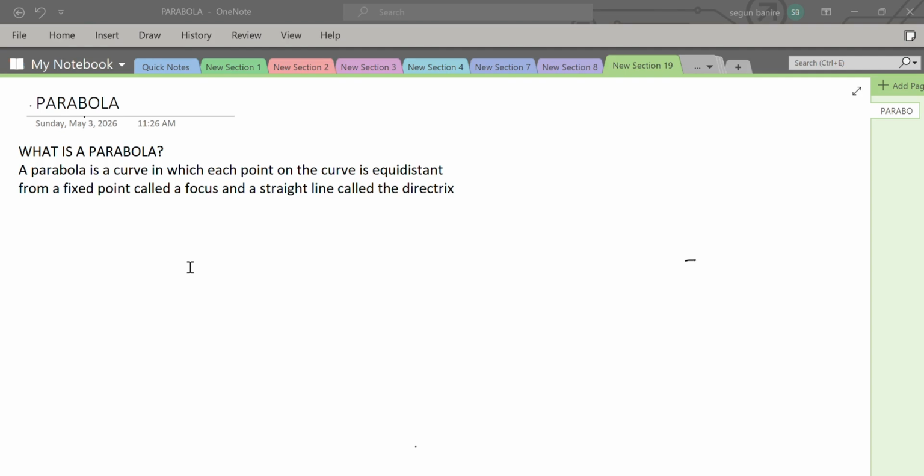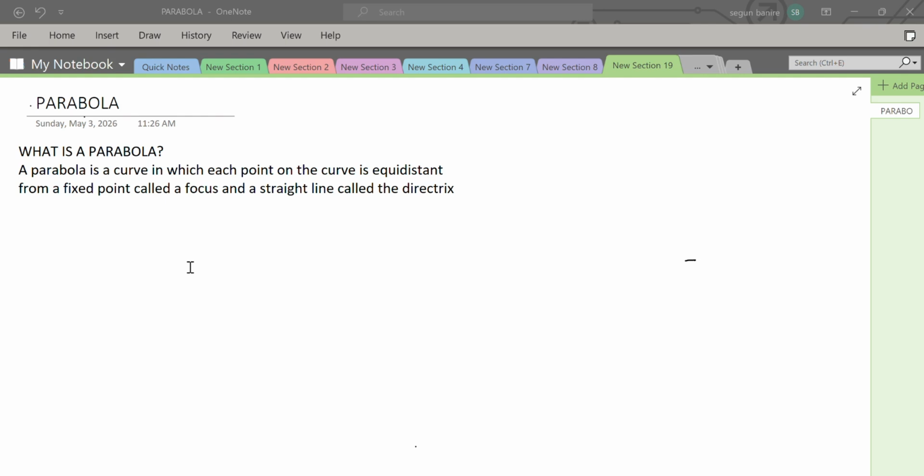Today we'll be treating the topic parabola. So, what is a parabola? A parabola is a curve in which points on the curve are equidistant from a fixed point called the focus and a straight line called the directrix. So what that means is that there is a directrix and there is a fixed point called the focus. The directrix is a line, but the focus is a point.